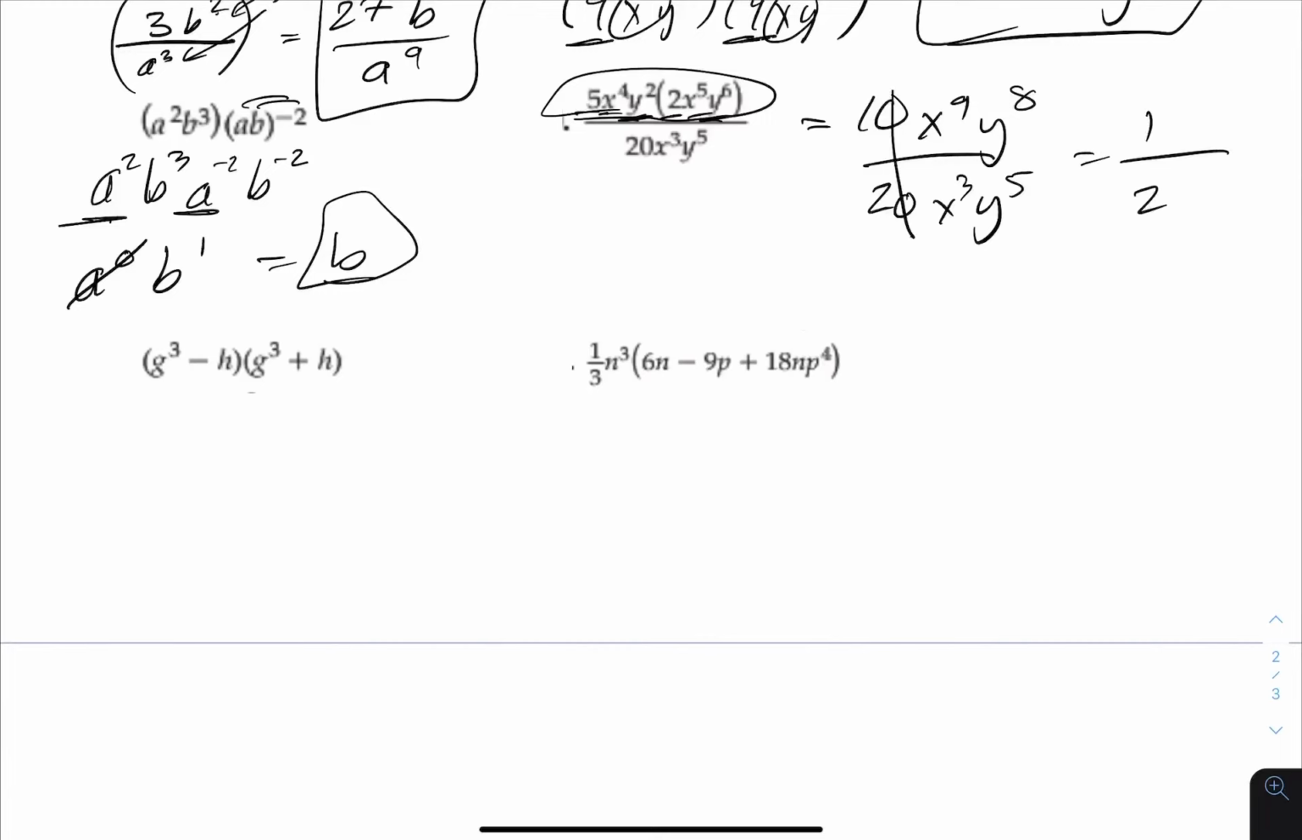And look at the powers. Which power is bigger on the x's? The top is, by 6. And on the y's, the top is by 3. So if you want, you could write it like this. Either way is fine, though.